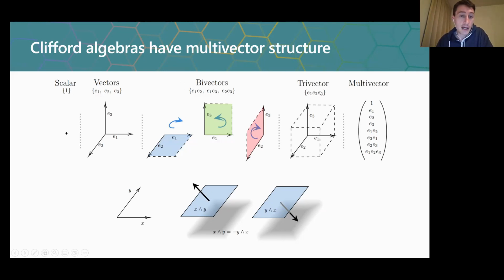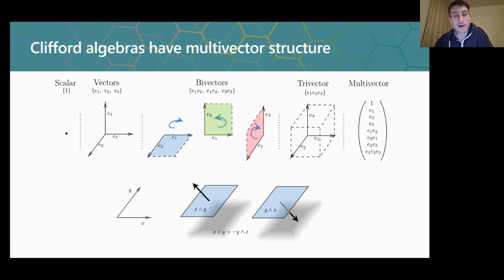And then you have even higher order objects, the so-called trivectors, which are volume elements. What I omitted here is that this is an example of a three-dimensional Clifford algebra. The underlying vector space is three-dimensional because the basis vectors are E1, E2, and E3. But this already gives rise to three bivectors and one trivector. If you go one dimension higher, in a four-dimensional Clifford algebra, you have four vectors, six bivectors, and four trivectors, I think. And this, of course, grows with the dimension.